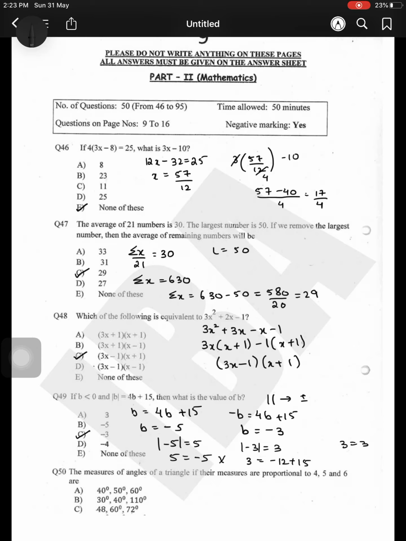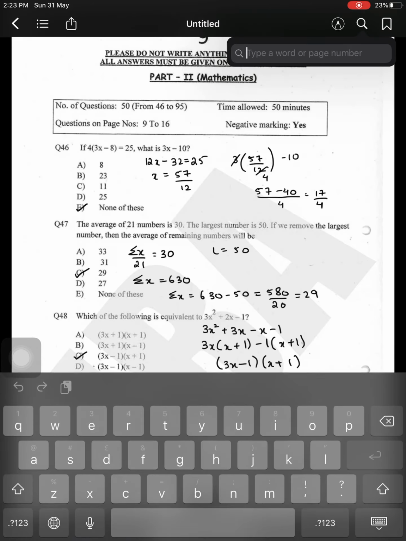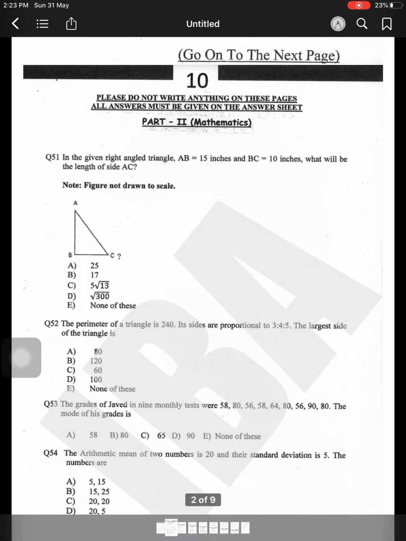In this next question, we're gonna add 4 plus 5 plus 6, which gives us 15. So 4 upon 15 multiplied by the angle of the triangle, which is 180. So this comes out to be 48. We don't have to solve further. We can simply say it's C, because the first number is 48.